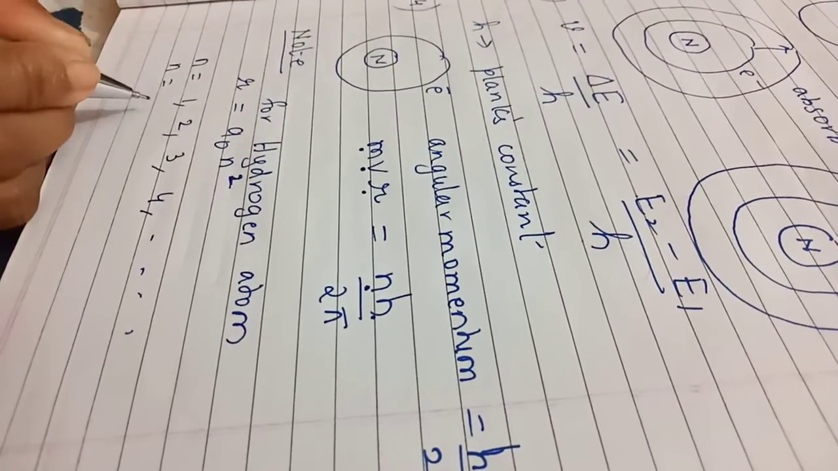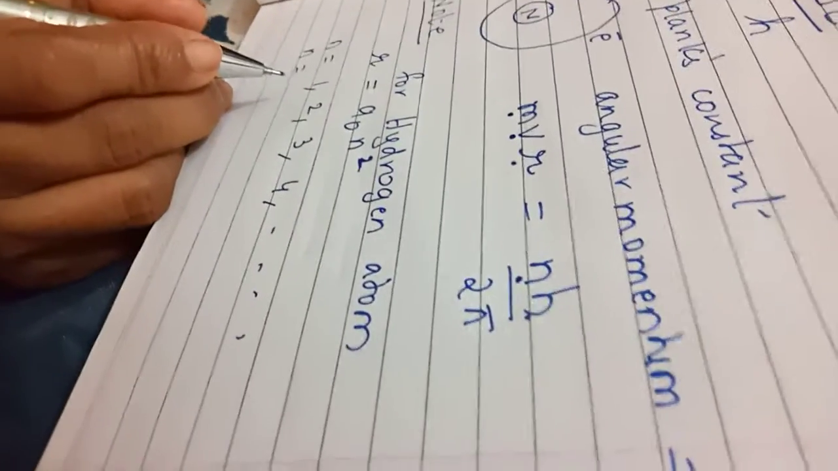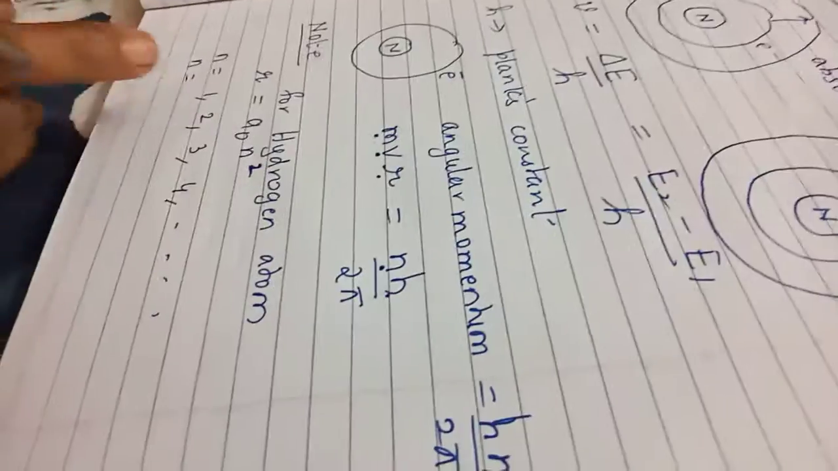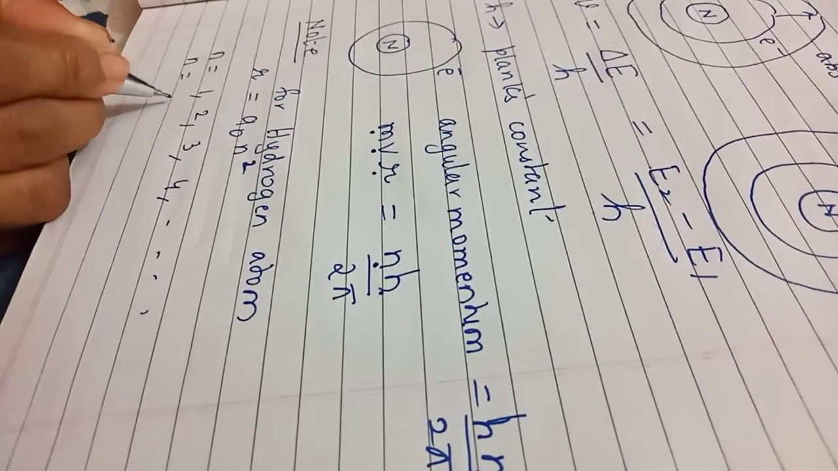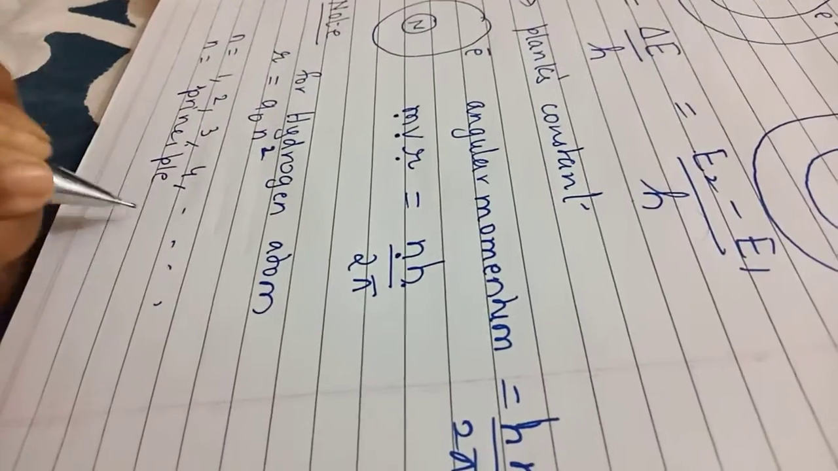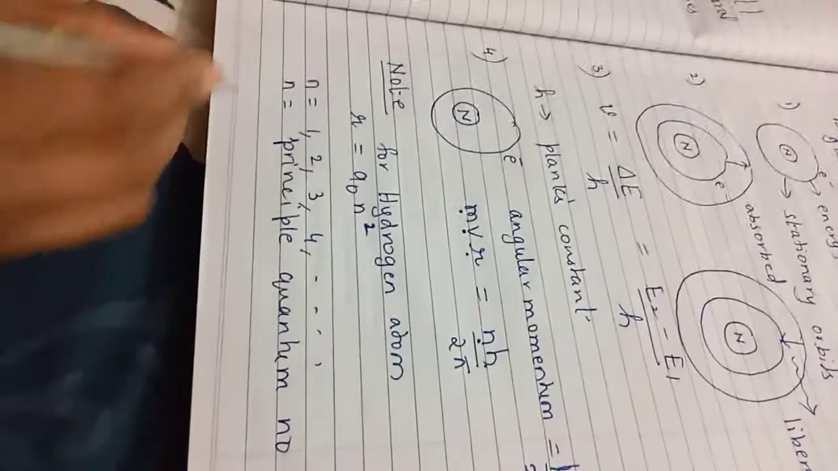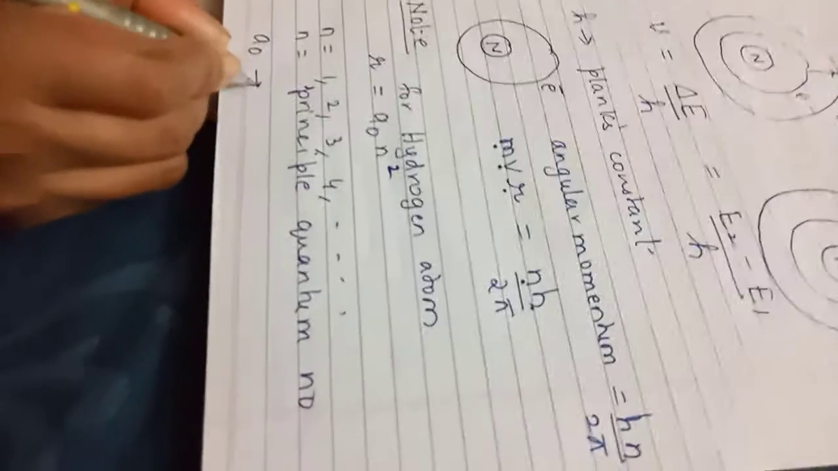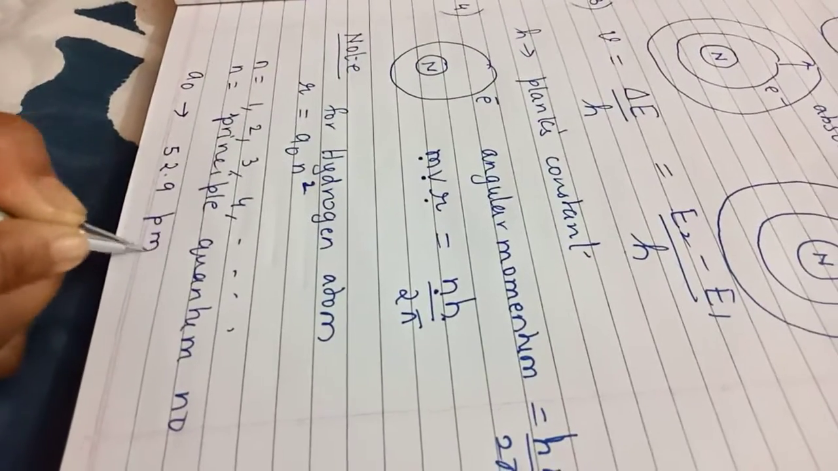Where n is 1, 2, 3, 4, which is the orbit number, that is first orbit, second orbit, third orbit, fourth orbit and so on, and it is called, very important, principal quantum number. And what about a naught? A naught is a constant whose value is 52.9 picometer.